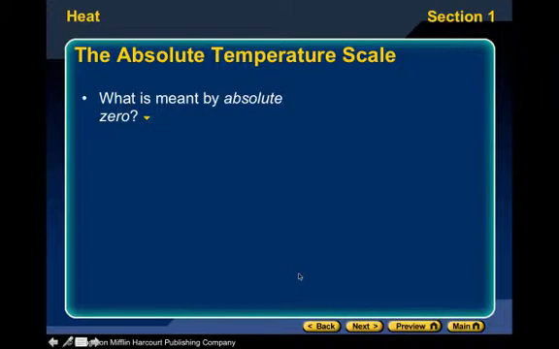So what's meant by absolute zero? You can't get it. They came very, very close, but they've never been to absolute zero. Motion stopped among particles. Right. Particles stop. That's right.